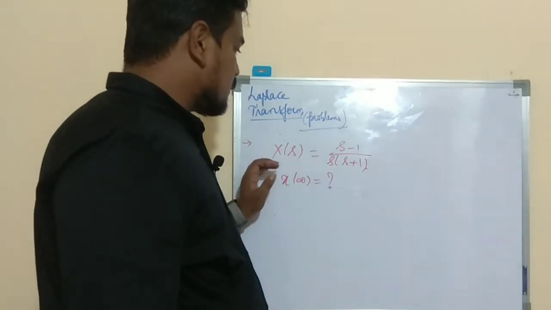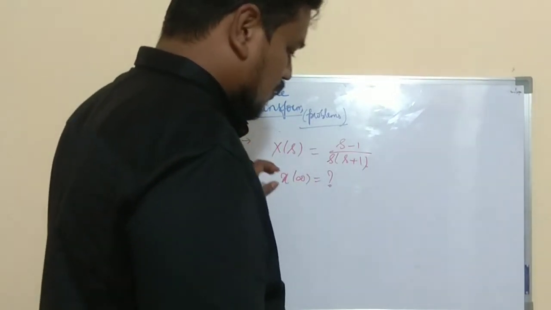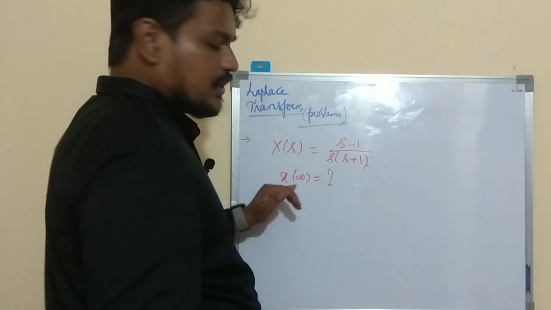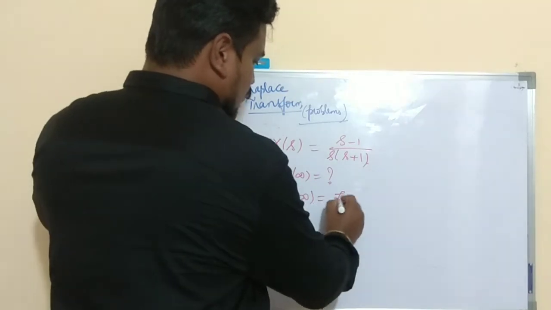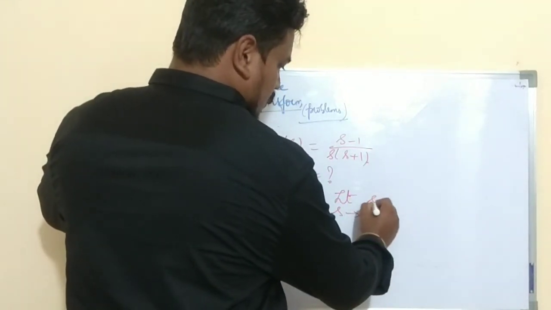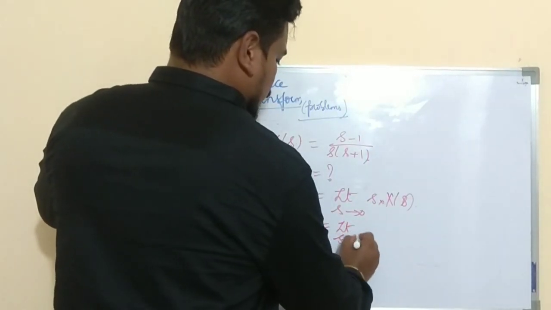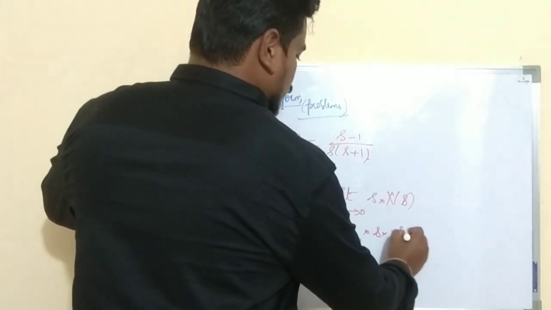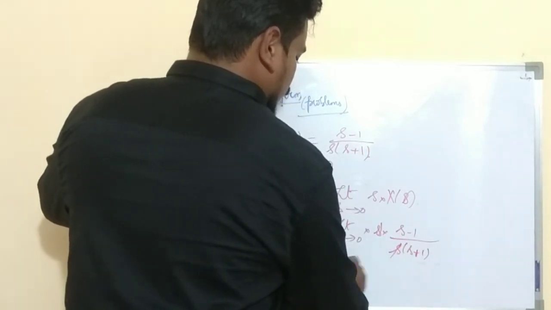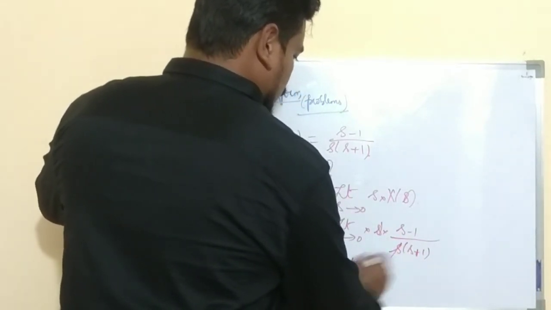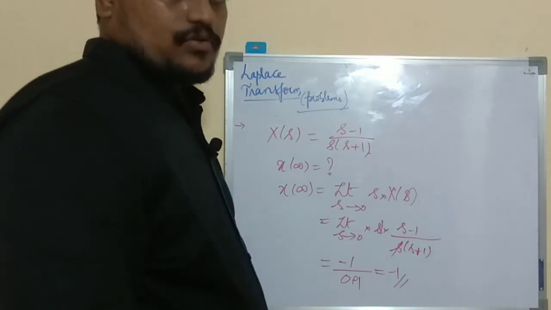See here, this is the given X(s). Now you are supposed to find x(infinity). Okay. So the formula for x(infinity), that is the final value, is x(infinity) is equal to limit s tends to 0 s into X(s). If you substitute that, what happens is limit s tends to 0 s into (s minus 1) by s into (s plus 1). So s gets cancelled and finally you are left with minus 1 by 0 plus 1, so that is equal to minus 1. So this will be your final value of the given X(s).